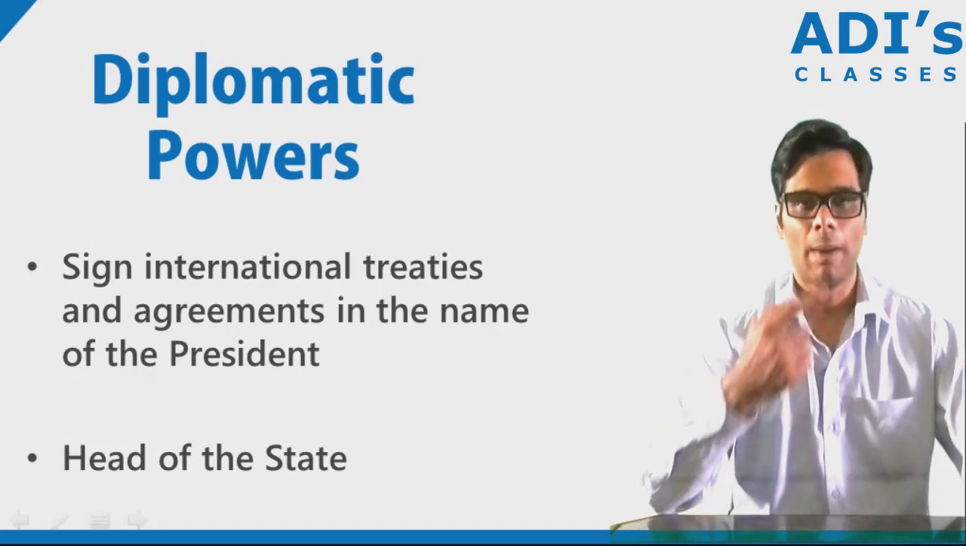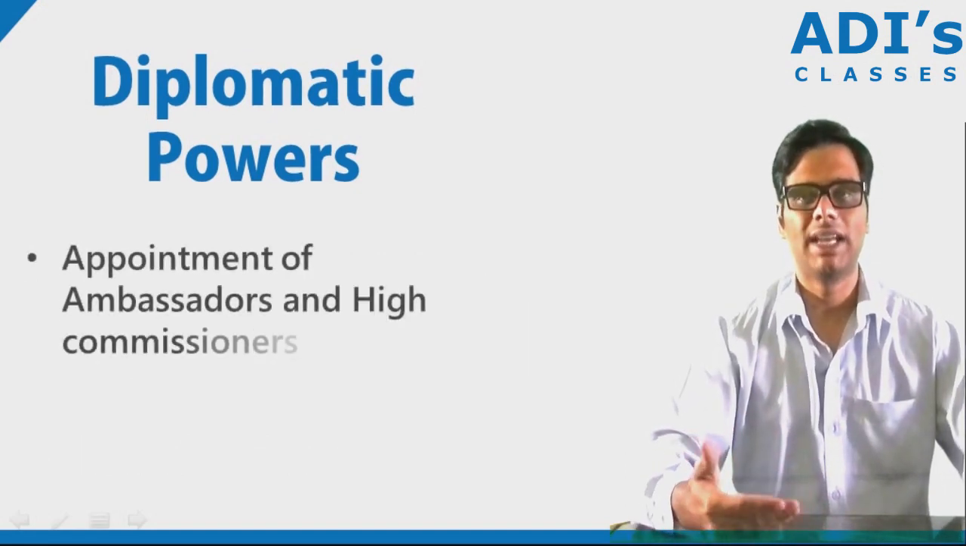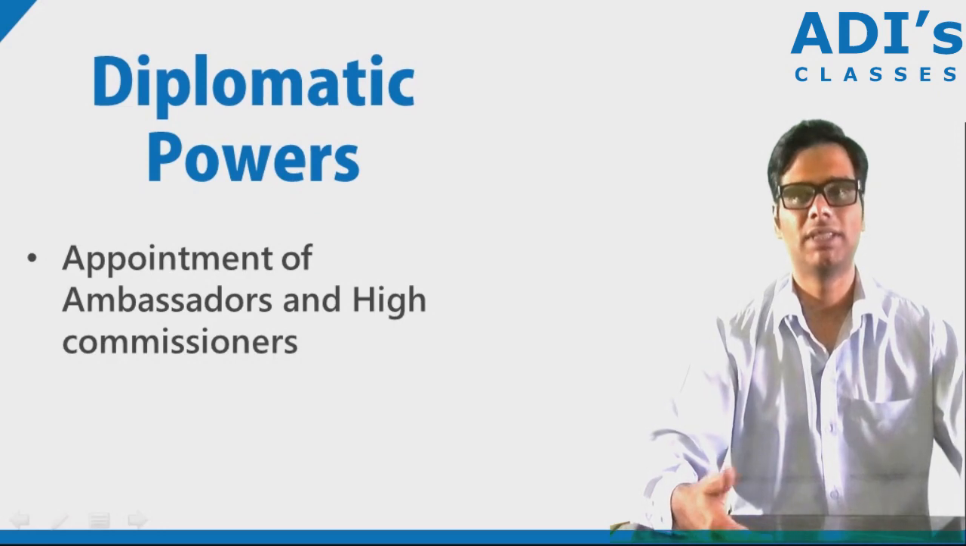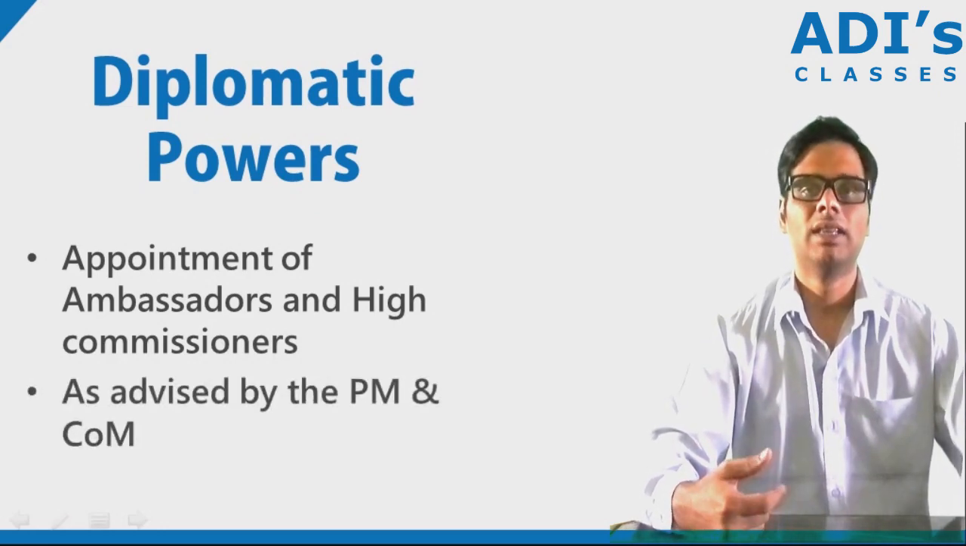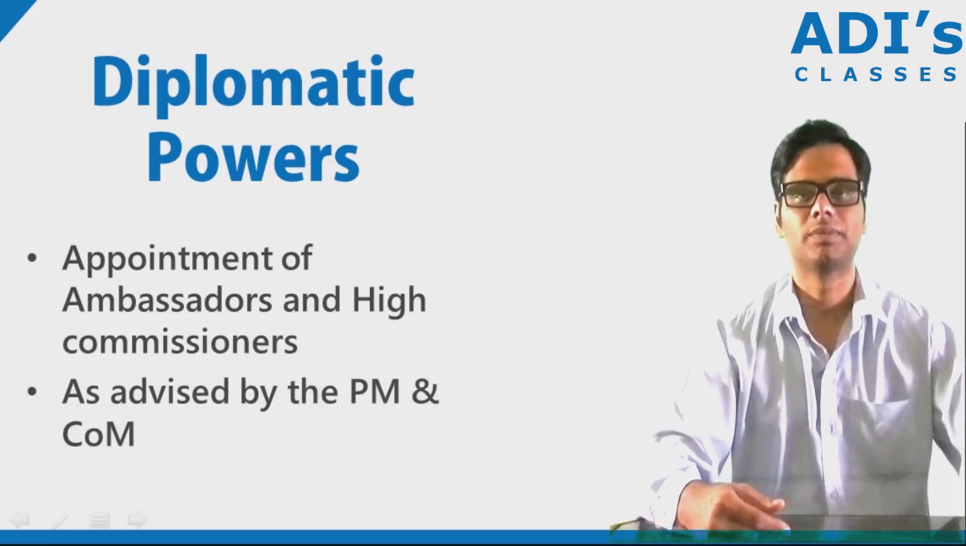The second point, appointment of ambassadors and high commissioners. From the list of eligible people given to him by the Prime Minister and his Council of Ministers, the president may choose to post ambassadors and high commissioners.